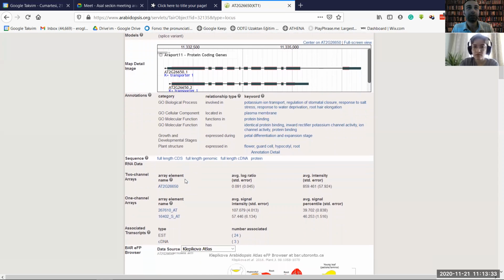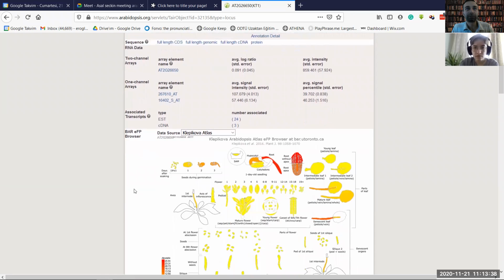Okay. Then you can find the sequence. Yeah, you can have a look at what you have.